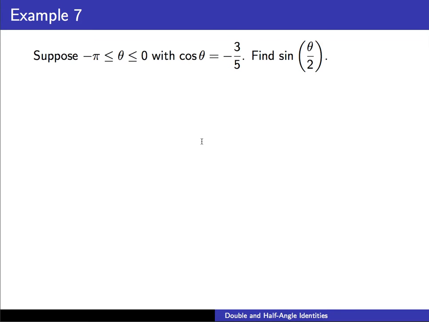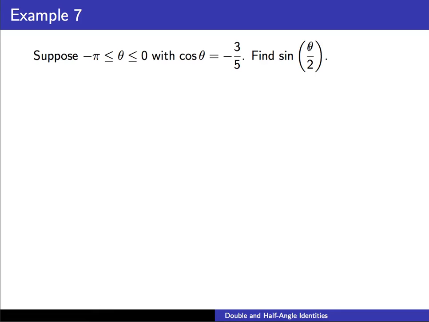Example 7, suppose theta is between negative pi and 0, in other words, in the third or fourth quadrant, and the cosine of theta is negative 3/5. Cosine's negative in the third quadrant, which means theta has to be in the third quadrant. So at least we know what quadrant theta has to lie in.